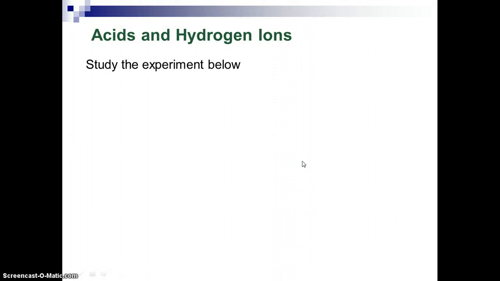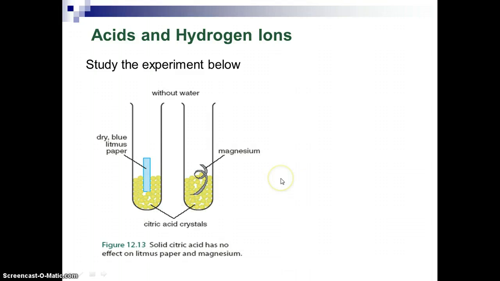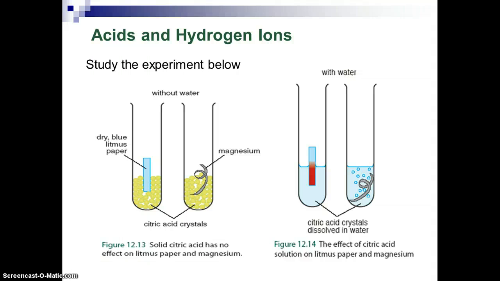Okay, let's look at an experiment. You have two test tubes, each filled with citric acid crystals. In the first tube on the left, you have the dry blue litmus paper, and the one on the right with magnesium strip, without water. Two more test tubes on the right hand side, you have citric acid dissolved in water. Same, tube number 3, you have blue litmus paper dipped into the solution, and tube number 4, magnesium ribbon dipped into the solution. Let's see what actually happens.